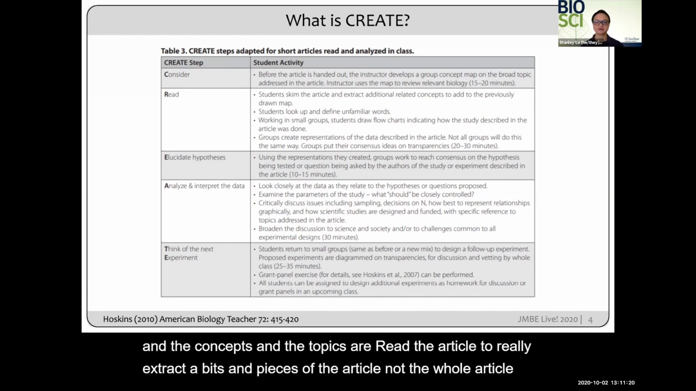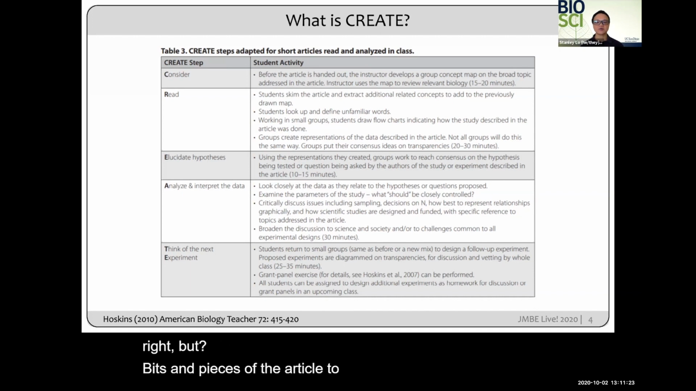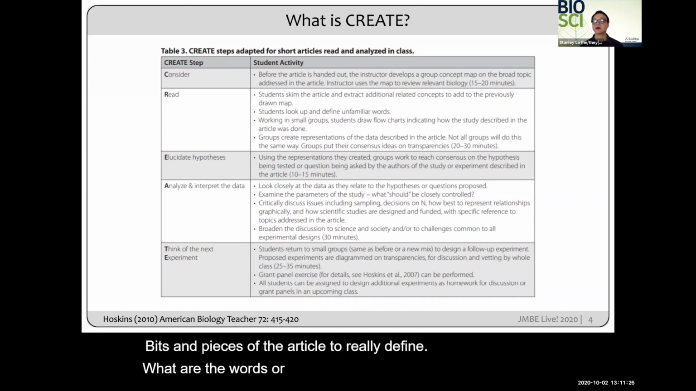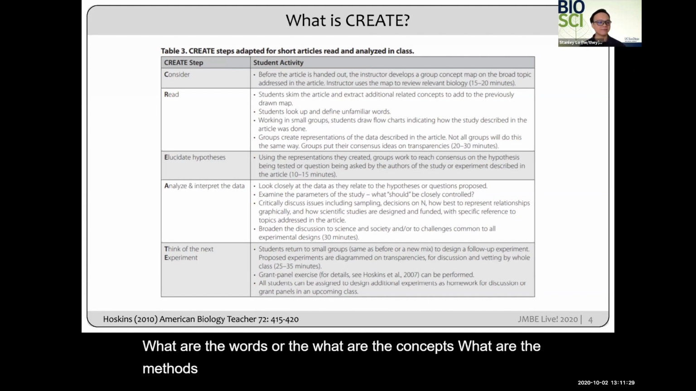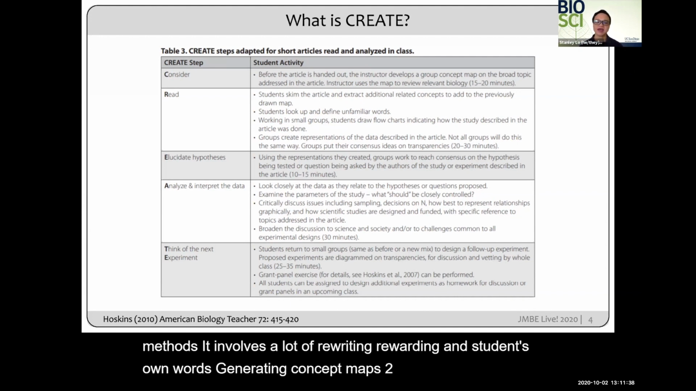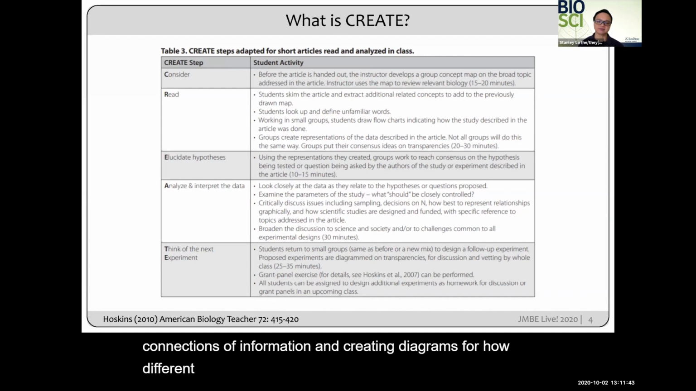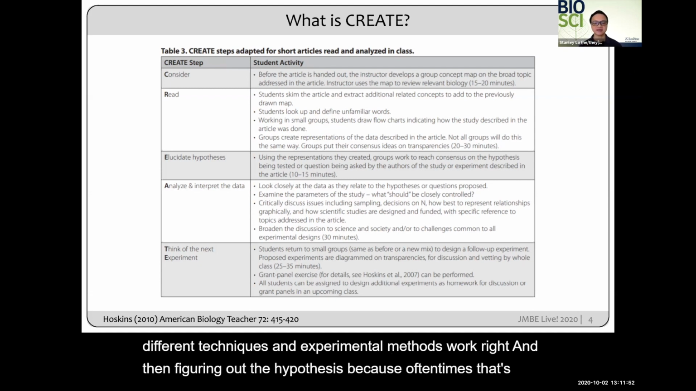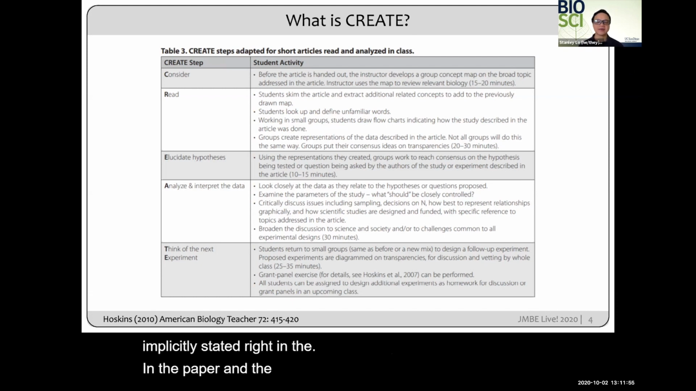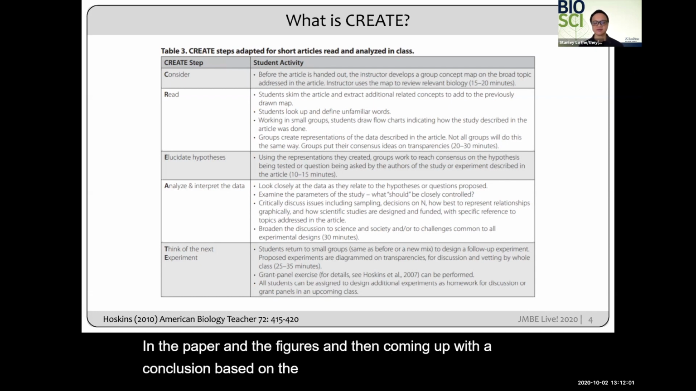But bits and pieces of the article to really define what the words are, what the concepts are, what the methods are. It involves a lot of rewriting, rewording in students' own words, generating concept maps to represent connections of information, and creating diagrams for how different techniques and experimental methods work, right? And then figuring out the hypothesis, because oftentimes that's implicitly stated in the paper or in the figures, and then coming up with a conclusion based on the data, and as I said, thinking about the next experiment.